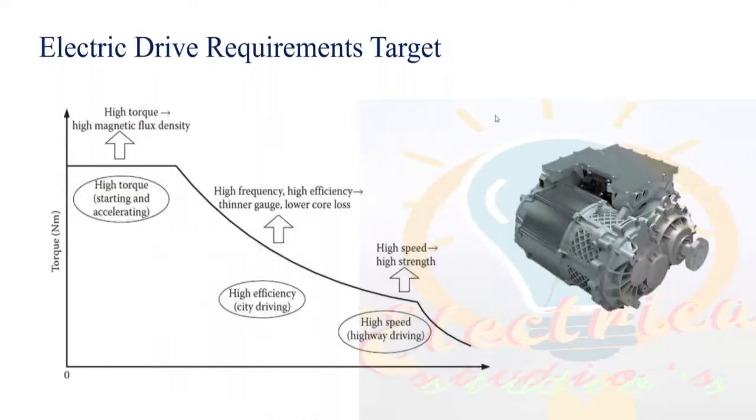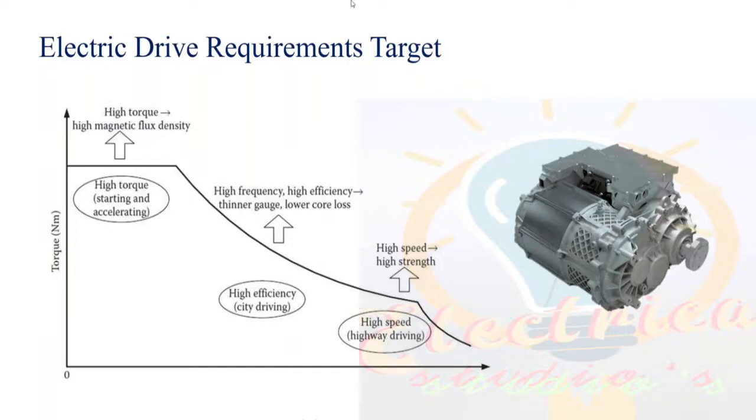So let's understand it at the drivetrain level, on the electric drive requirements level. Yesterday we saw the torque-speed characteristic of the electrical motor, and we saw that initially the motor gives a constant peak torque, and after the base speed the peak torque starts reducing.